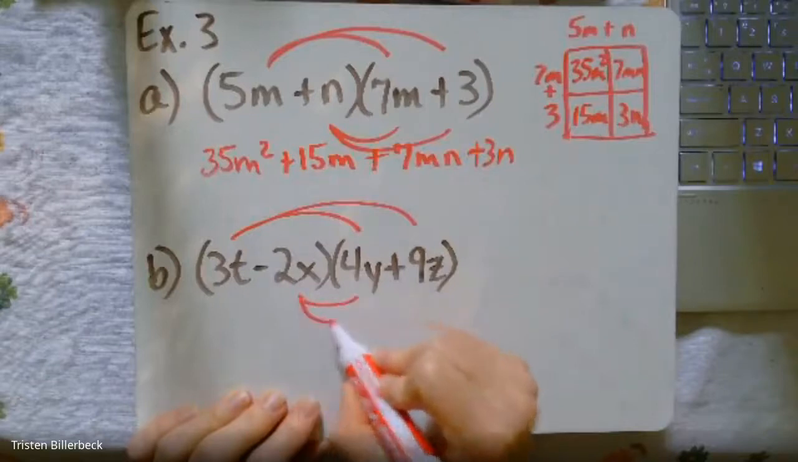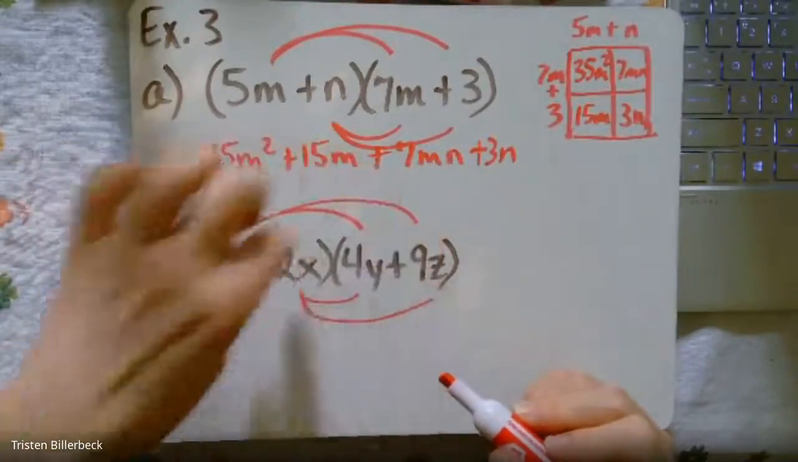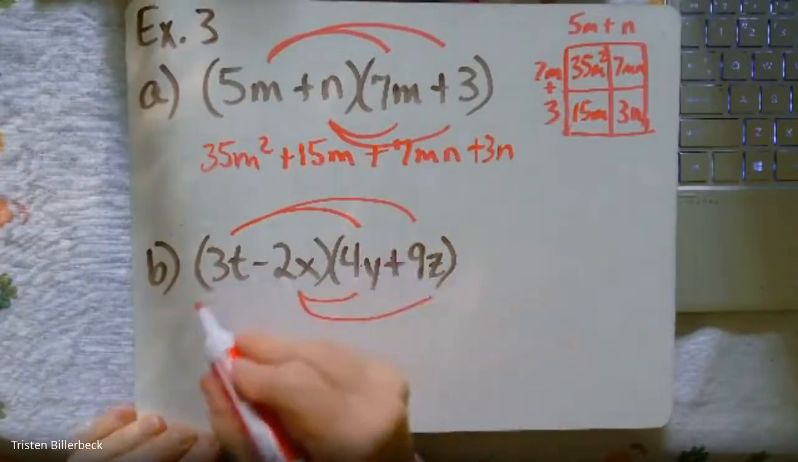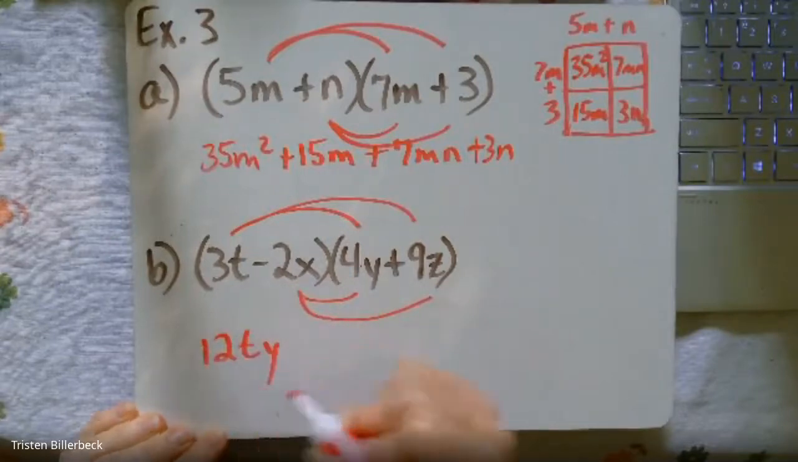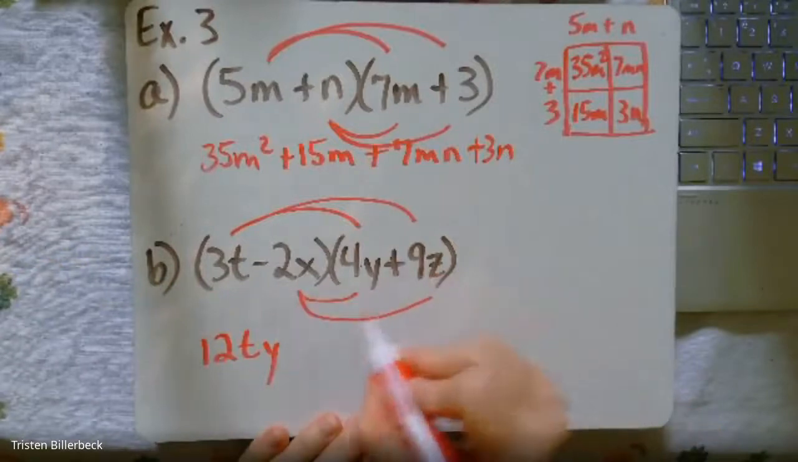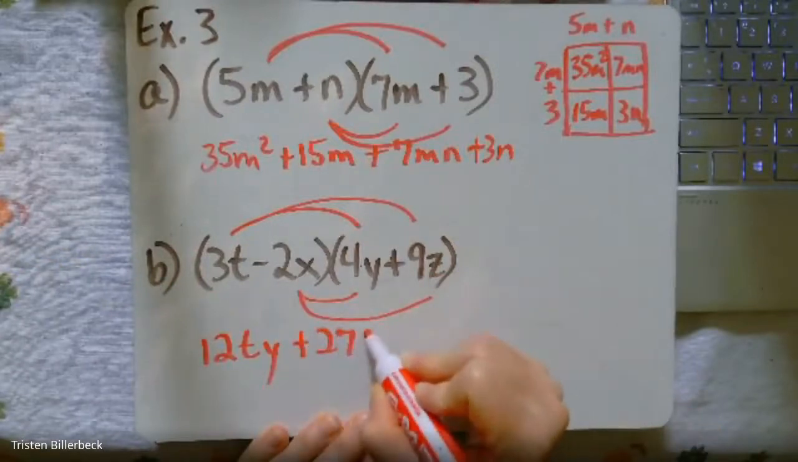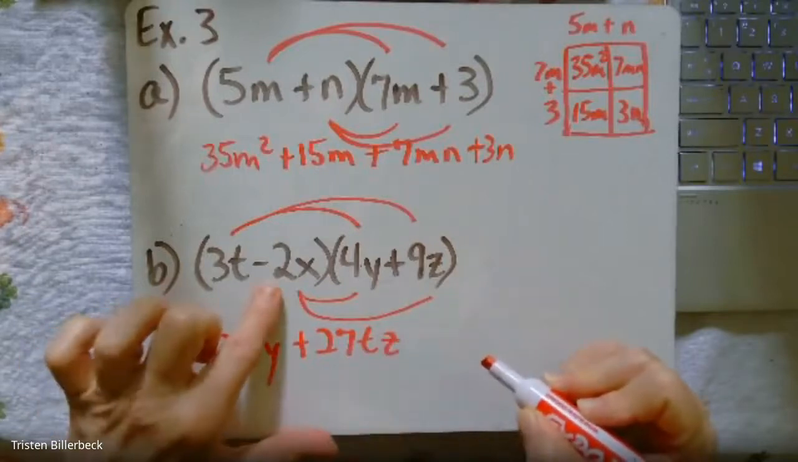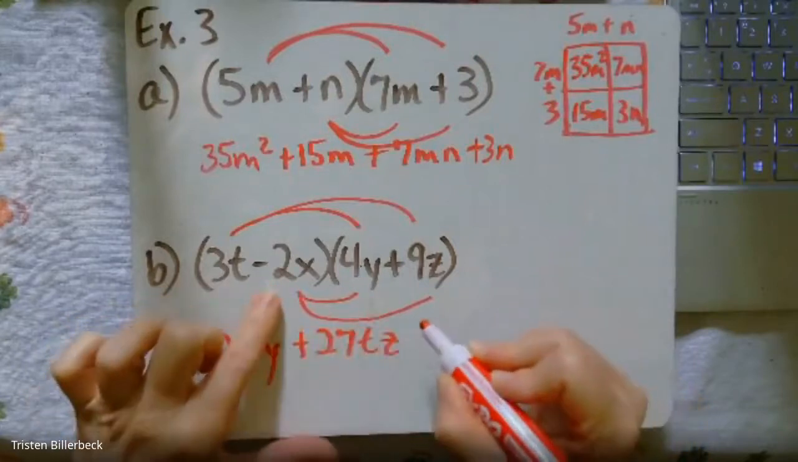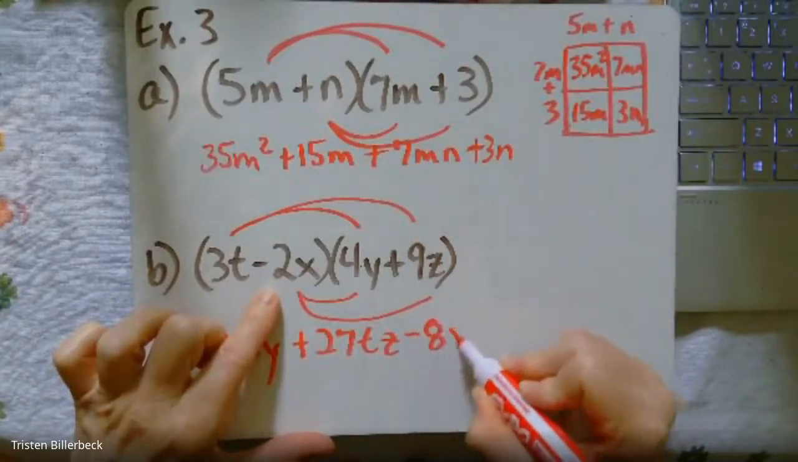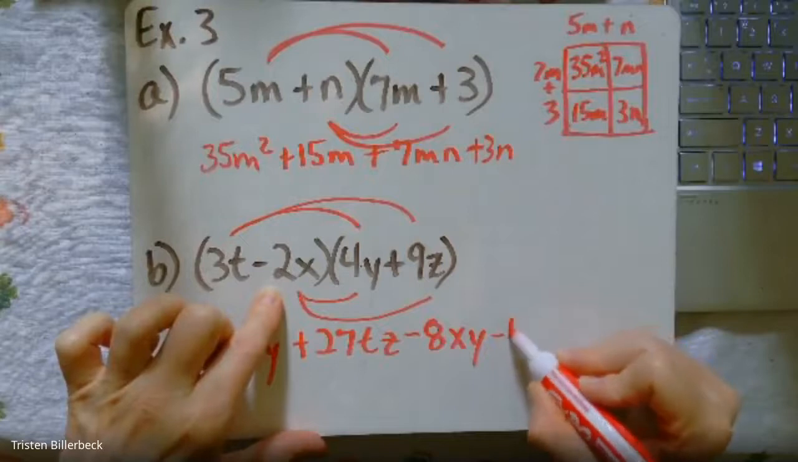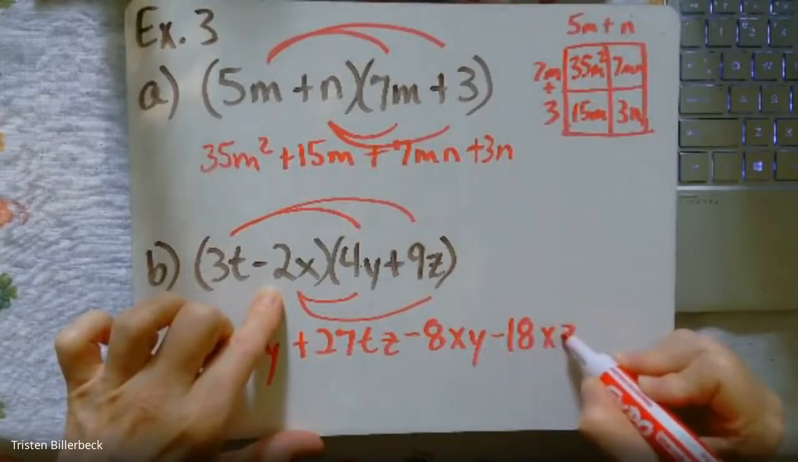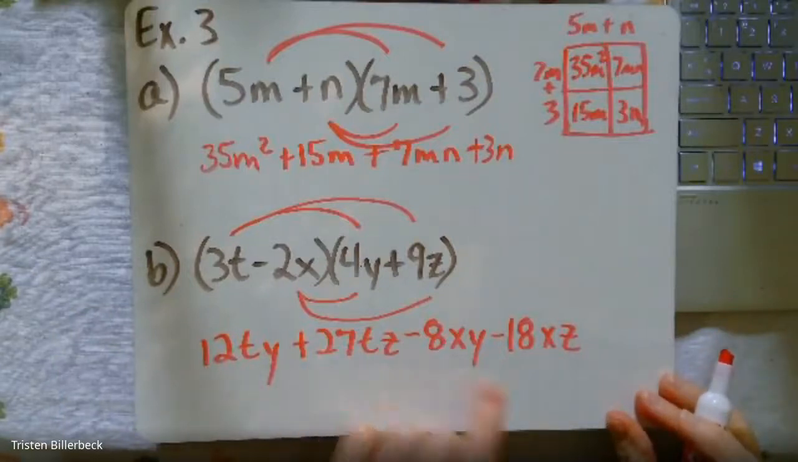Okay, and then, so first, outer, inner, last. So 3t times 4y. 3 times 4 is 12, so 12ty. 3t times 9z, so 3 times 9 is 27, and then we have tz. Negative 2x times 4y, so negative 2 times 4 is negative 8xy, and negative 2 times 9 is negative 18xz. So we check everything has a unique term. We have no like terms, so that's our answer.